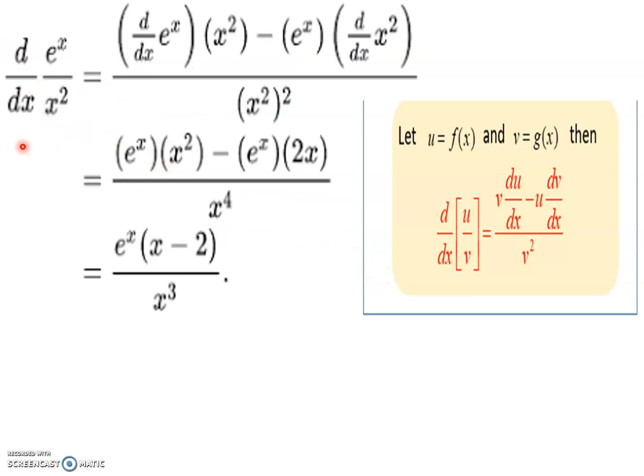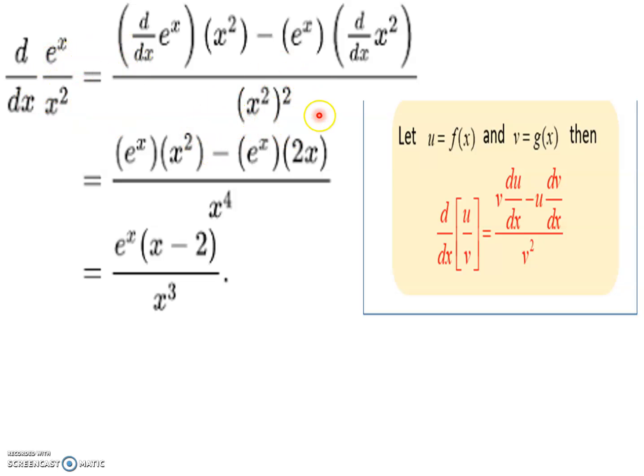Again now we have to define the quotient rule, which is very important. Let u is equal to f of x and v is equal to g of x. Then the quotient rule is defined: derivative of u upon v is v derivative of u minus u derivative of v upon v square. Here u is e raised to x, v is x square. We have to put in this formula. We get derivative of e raised to x into x square minus e raised to x into derivative of x square upon denominator whole bracket square.